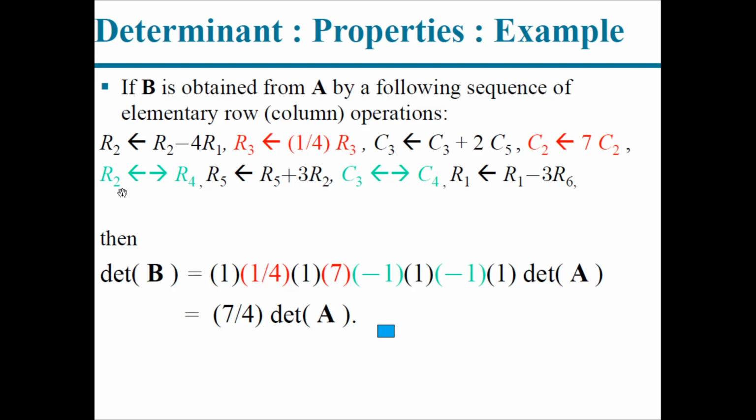And then we swap rows 2 and 4, and each swap multiplies the determinant of the old matrix by negative 1.